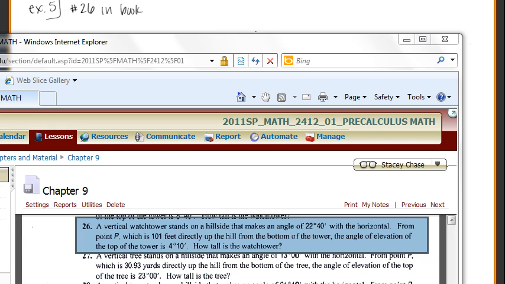Okay, so along this long hill that we've got going on, you have a vertical watchtower somewhere up above on it, and then 101 feet further up the hill, you have point P. And the angle of elevation to the top of the tower is 4 degrees and 10 minutes. Okay, let's see if we get a picture drawn here.